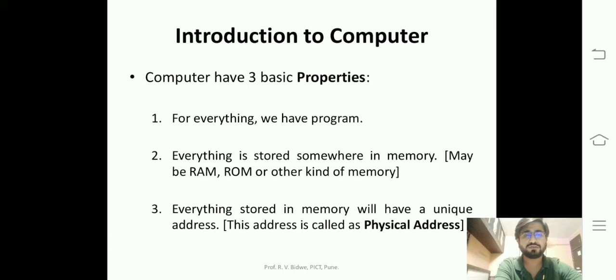When we talk about a computer, remember our computer has a few properties and a few rules. There are three properties of the computer. The first property is that for everything we have a program. Anything present in a computer, we have a program for that.